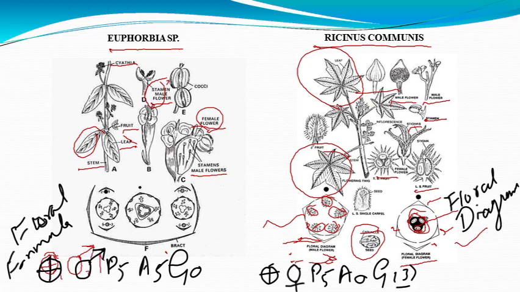Then we have the perianth. Number of perianth is 5. Then we have androecium. Number is 5. And then we have gynoecium, that is superior in nature.